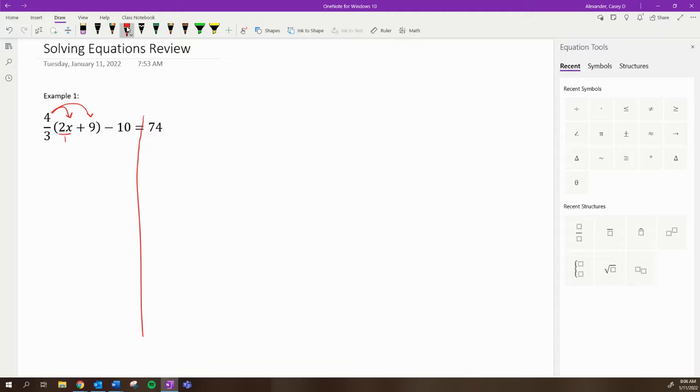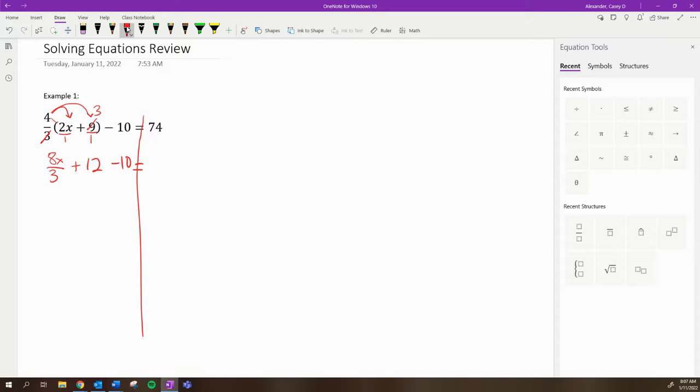Well, that's like 4/3 times 2x over 1, and we just multiply straight across. So 4 times 2 is 8x, and 3 times 1 is 3. So we have like 8/3 times x. And then 4/3 times 9, well, we can do 4 times 9 and then divide that by 3, but I've shown you about cross-canceling. So I can do 9 divided by 3 first. 9 divided by 3 is 3, and 4 times 3 is 12.